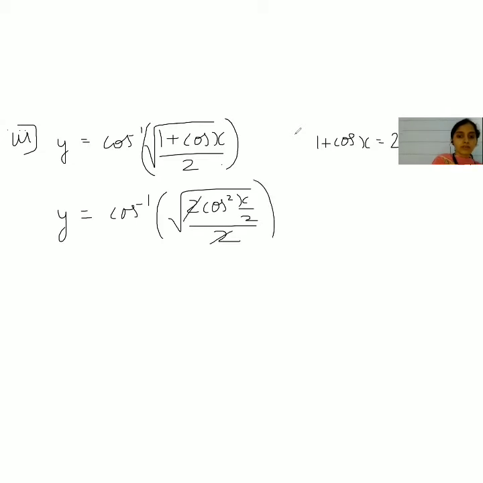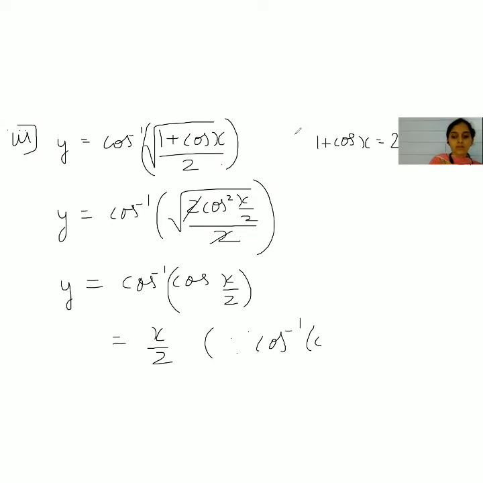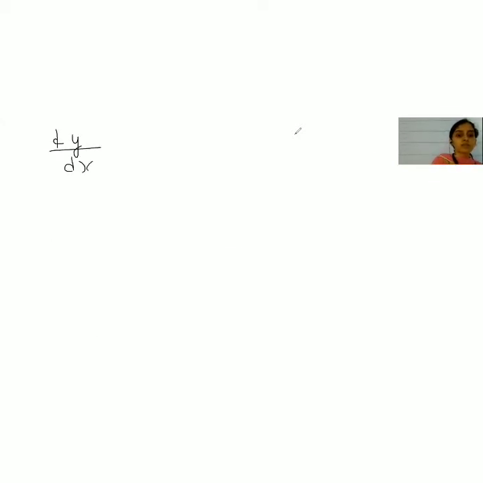2 cancels out, you're left with root of cos square, which will be cos inverse of cos of x by 2. Now what is cos inverse of cos theta? It is x by 2, since cos inverse of cos theta is equal to theta. So y is equal to x by 2. And the last step, dy by dx is equal to d by dx of x by 2, which will be equal to half.